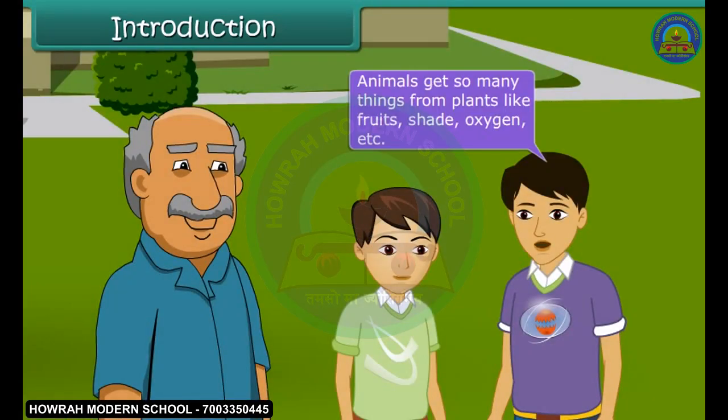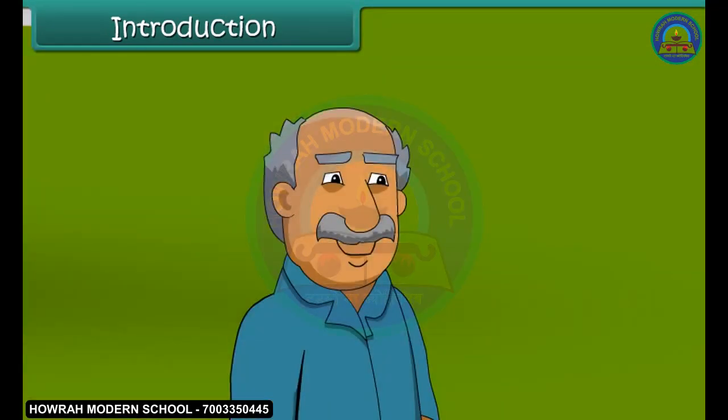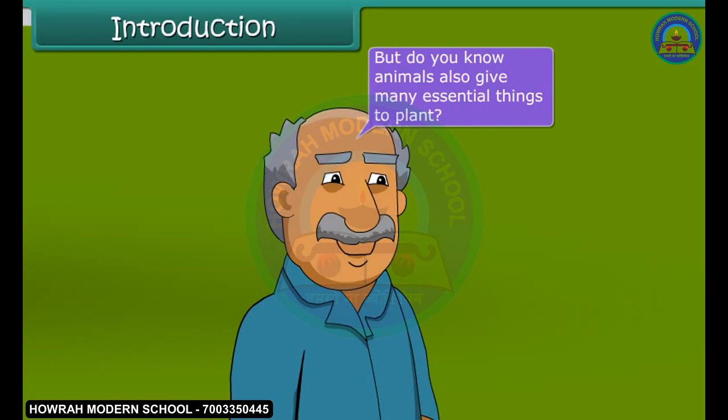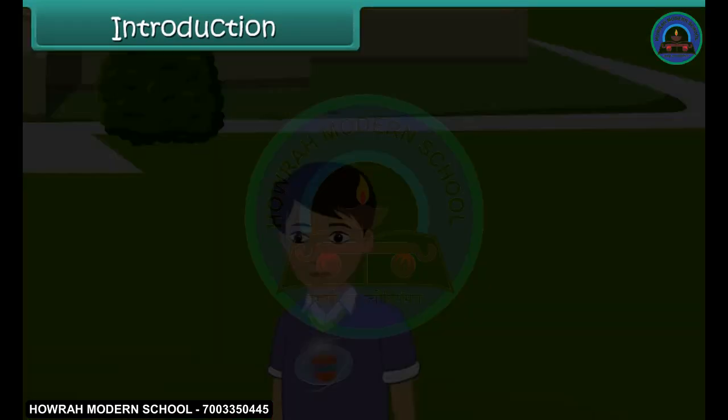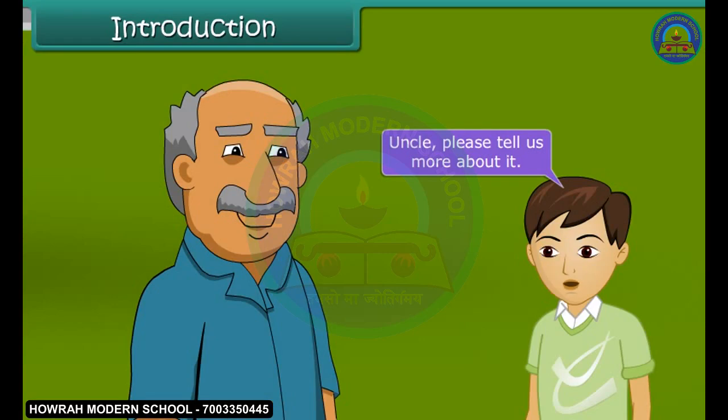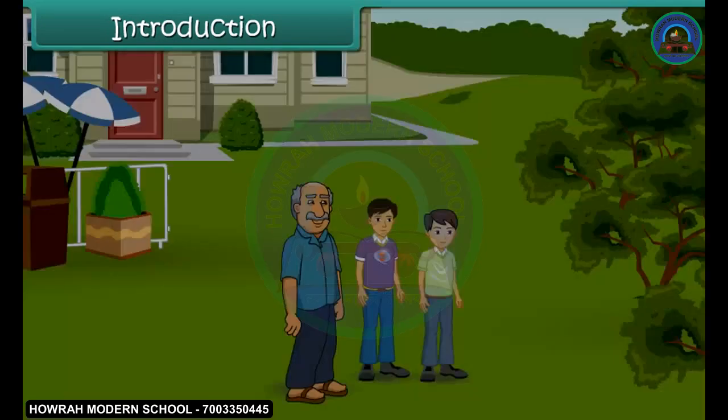Yes, you know that animals get so many things from plants like fruits, shade, oxygen, etc. But do you know that animals also give many essential things to plants? Really? Uncle, please tell us more about it. Okay, let's know more about the interdependence of living things.